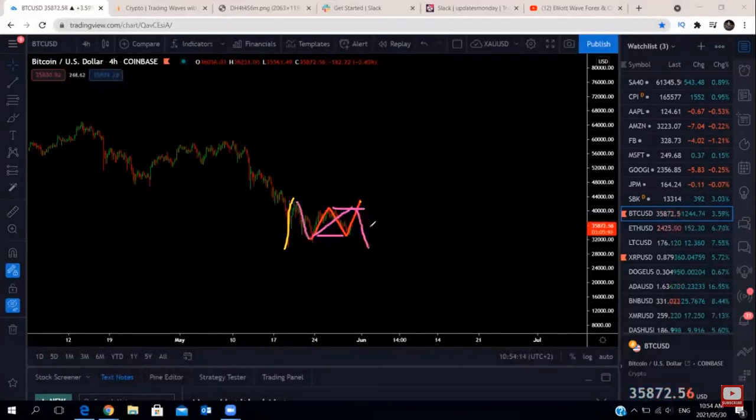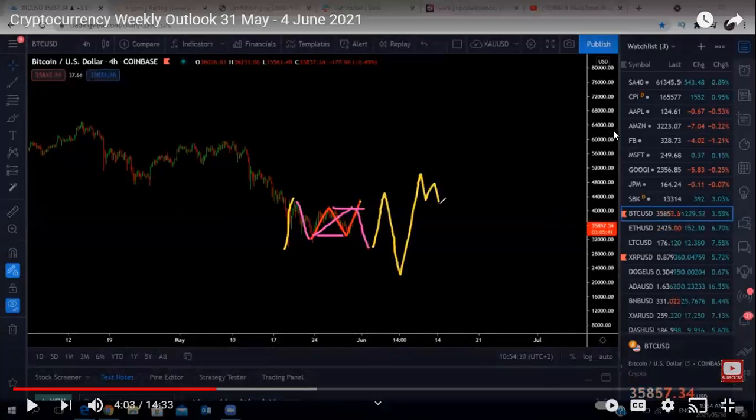That's the purple 3 waves. It's a complex corrective structure. Okay, let me pause it right there and show you where we are currently and what has happened so far.